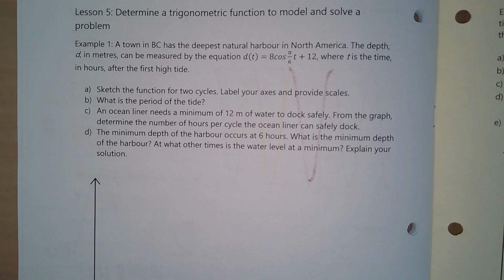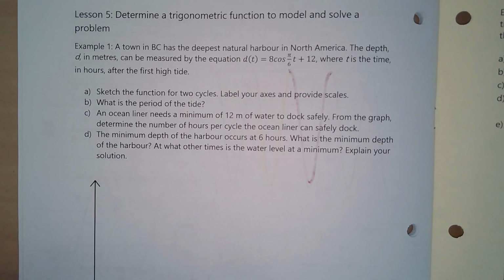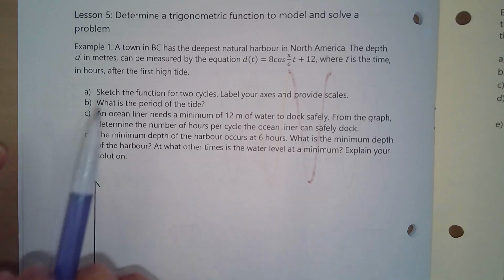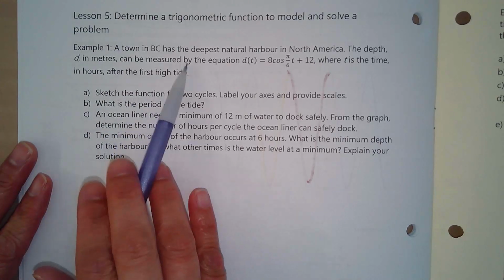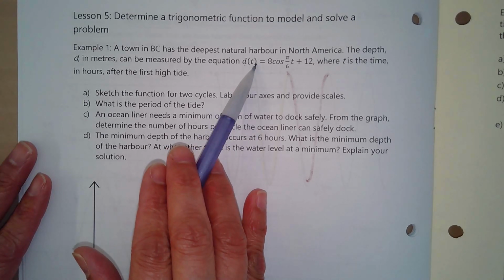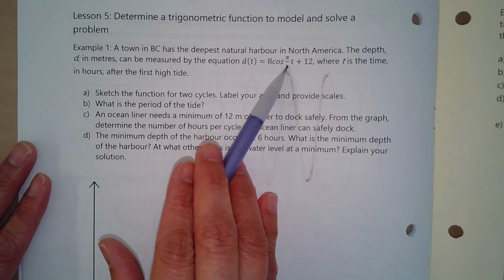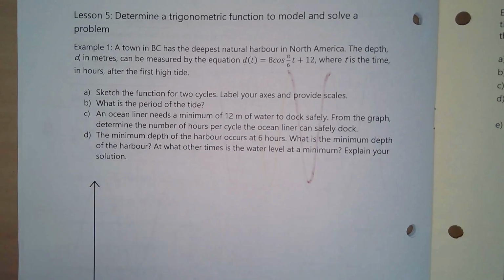applications or word problems have something to do with the application of it, right? So let's see here. Determine a trigonometric function to model and solve a problem. Example 1. A town in BC has the deepest natural harbor in North America. The depth d in meters can be measured by the equation d of t equals 8 cos pi by 6 times t plus 12.